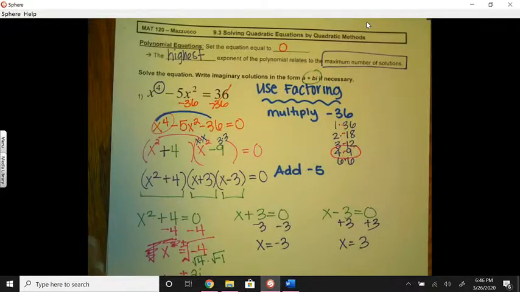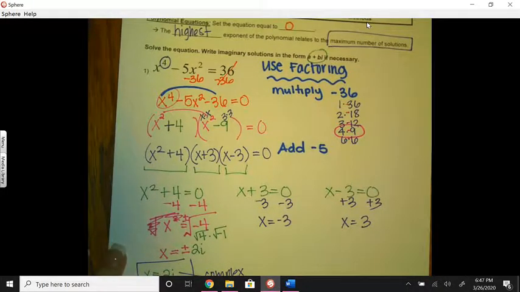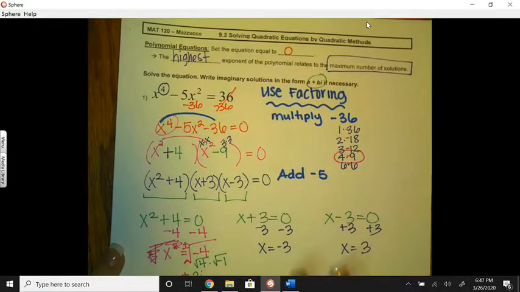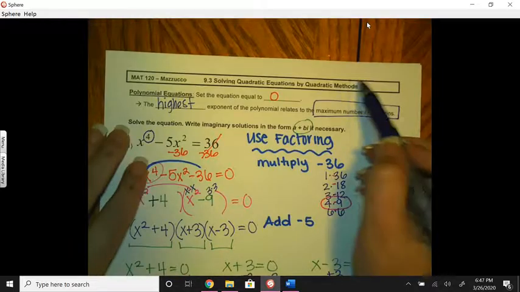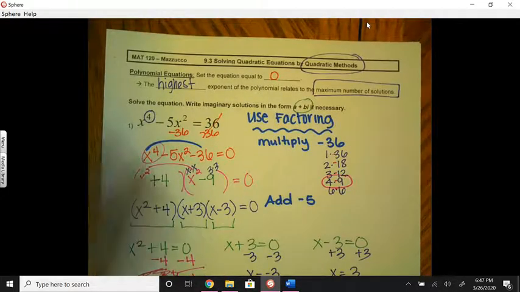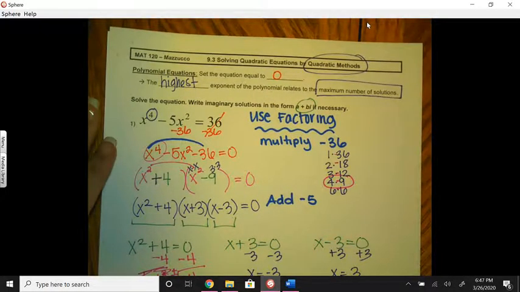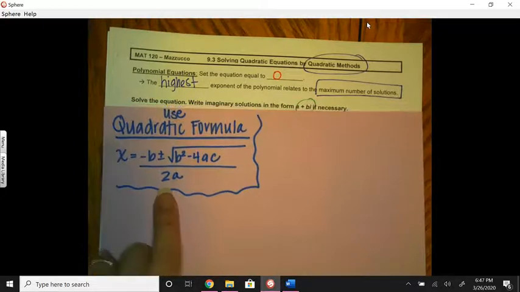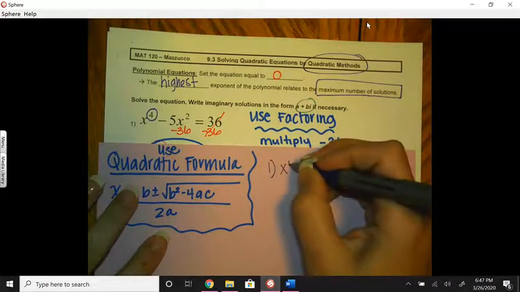Okay, so we solve this using factoring, but that is not what our lesson is. Our lesson is, because we already knew how to do this. So yes, that is our lesson, but we want to use quadratic methods. That means a method that would only work for a quadratic. So now I'm going to redo this problem, but this time we're going to use the quadratic formula we learned about in 9.2.